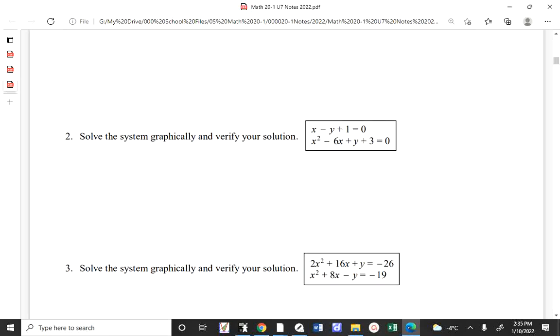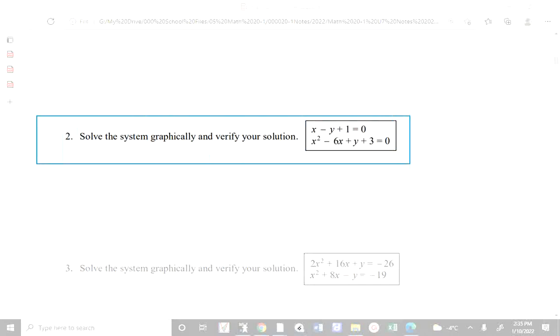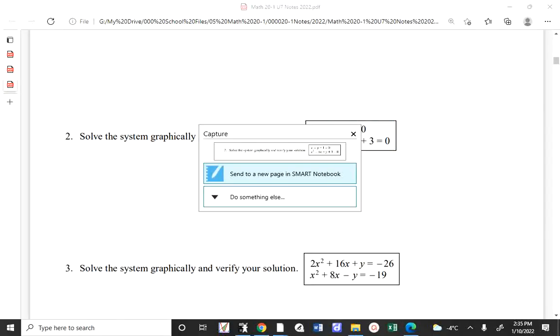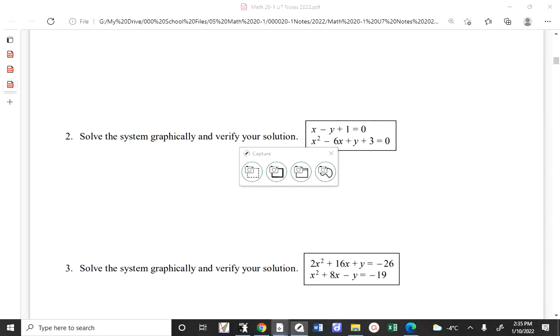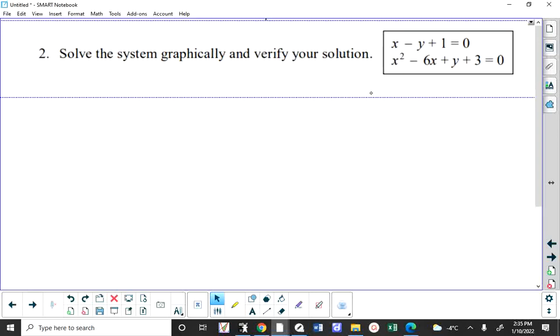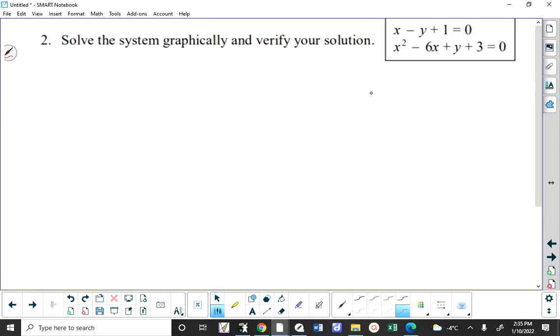So let's take a look at example 2. Example 2 says solve this system of equations graphically. All right. Well, that means you need to rearrange both of those equations for y so that you can put them into your calculator to find the points of intersection. That's it.